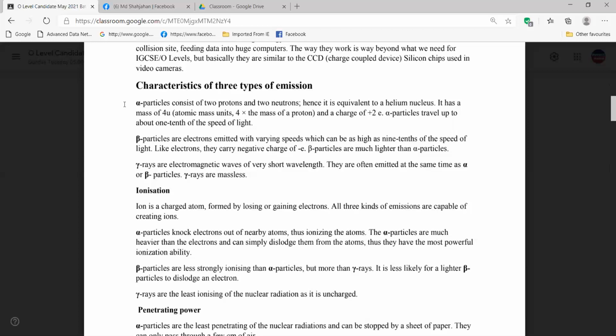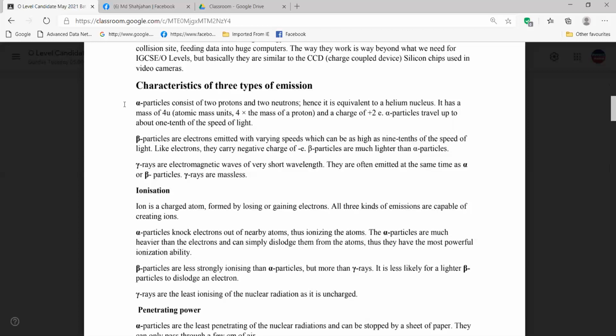Characteristics of three types of emissions. Alpha particles consist of two protons and two neutrons. Hence, it is equivalent to a helium nucleus. It has a mass of 4 U, atomic mass units, 4 times the mass of a proton, and a charge of plus 2. Alpha particles travel up to about 1/10 of the speed of light. Beta particles are electrons emitted with varying speeds, which can be as high as 9/10 of the speed of light. Like electrons, they carry a negative charge of minus.